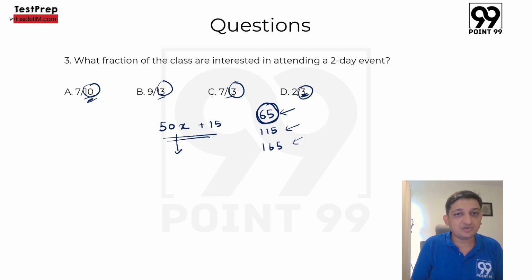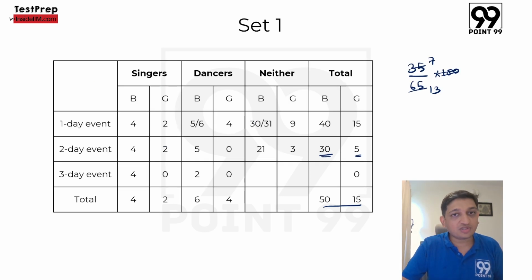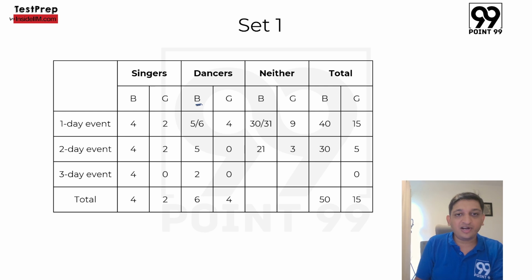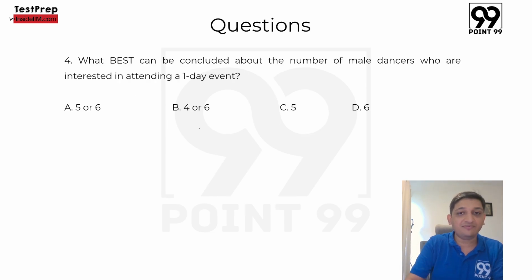So यहाँ पे अपना आंसर हो जाएगा option C, that is 7 by 13. Now if you look at the fourth question, what best can be concluded about the number of male dancers who are interested in attending a one day event? तो पहले वाले क्वेश्चन के अंदर हमने देखा था कि we cannot really talk about the first statement in the second question. तो इसका दूसरा पार्ट ये है, number of male dancers one day event. तो boy dancers one day event is either 5 or 6. So the correct answer here will be option A, either 5 or 6.